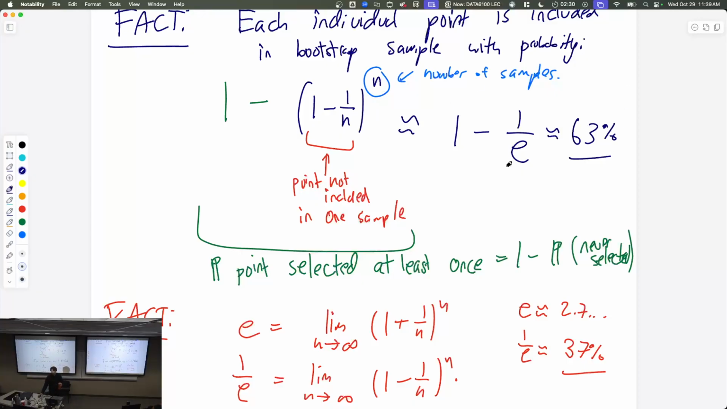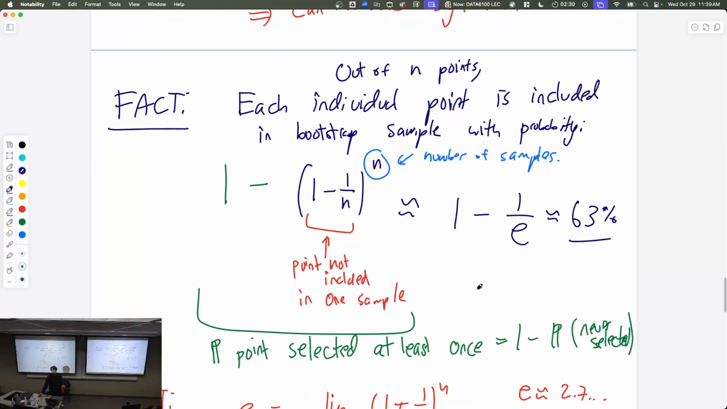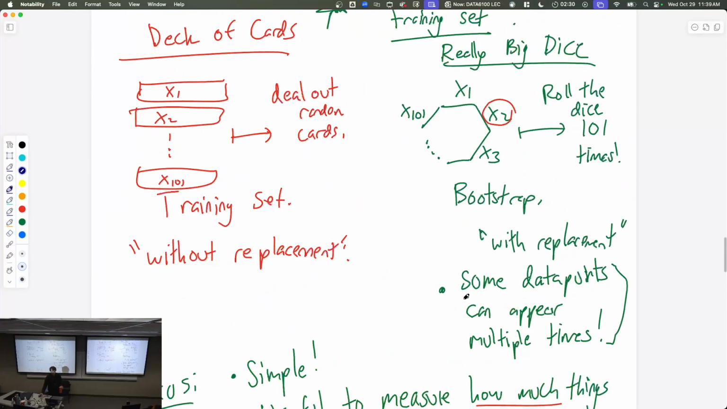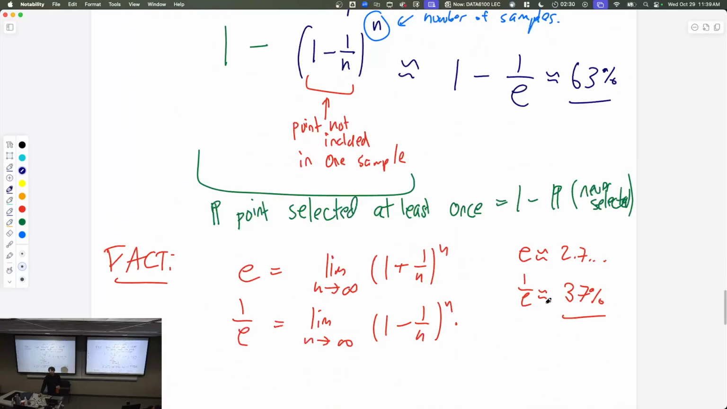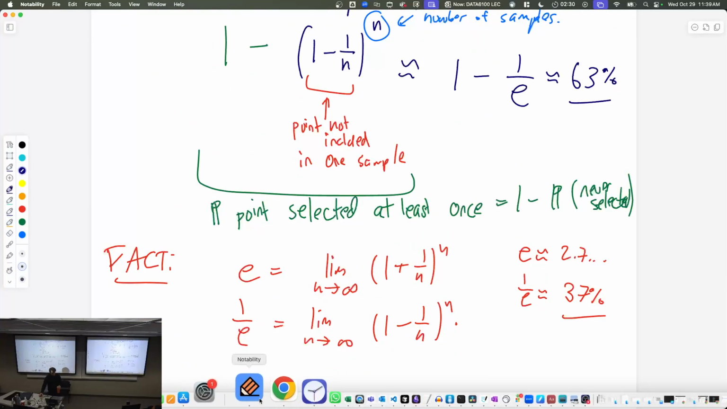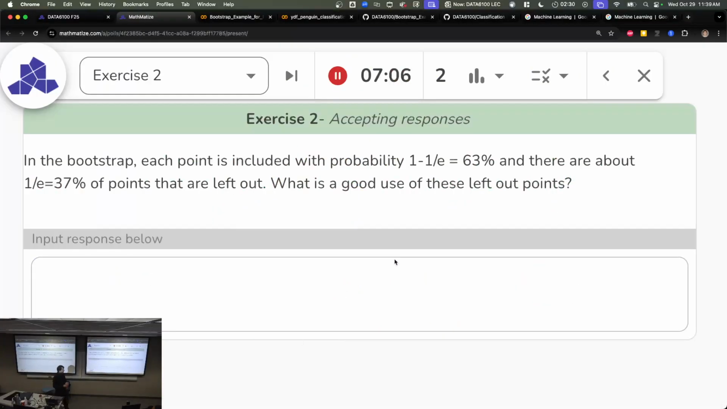Okay, so now the question for you is we have this bootstrap sample. We have this idea of making our bootstrap sample, and we know approximately how many points are in, how many points are out. And so the question is, what could we do with the other points? So in our bootstrap sample, each point is included 63% of the time, and there are about 37% of the points that are left out. What is a good use of these leftover points?